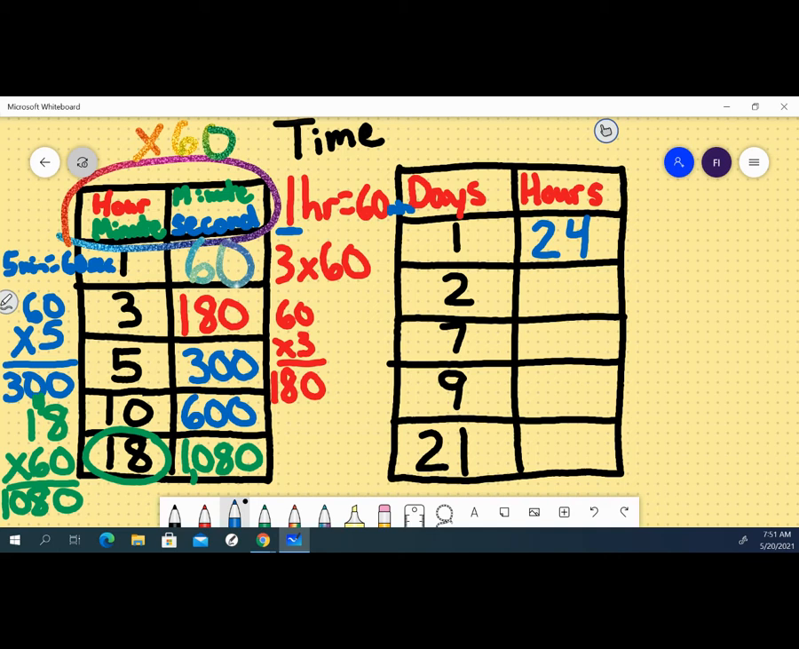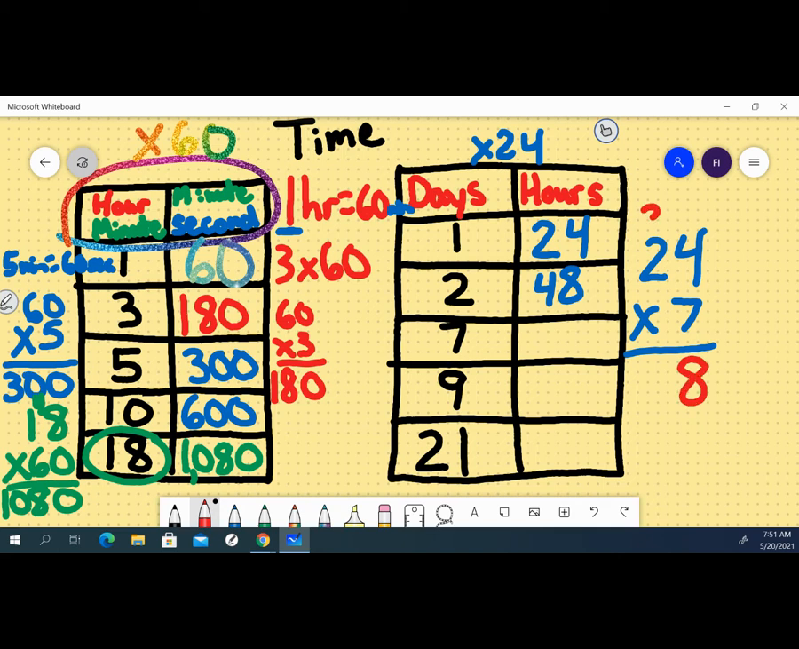So in 2 days, we just double that. Our rule here is we multiply by 24. So 2 times 24 is 48. That's just doubling it. And then for 7 days, I'm going to take my rule, which is multiply by 24, and I'm going to put the number of days underneath, which in this case is 7. 7 times 4 is 28. 7 times 2 is 14, plus the 2 we carried is 16. So in 7 days, there are 168 hours.